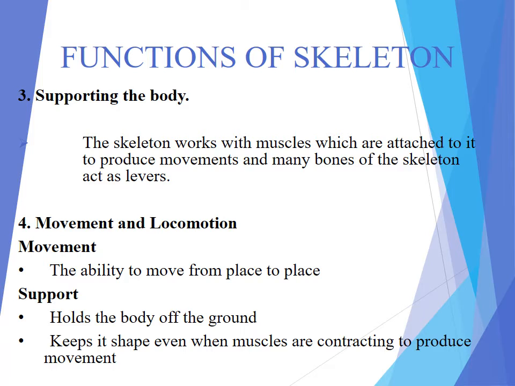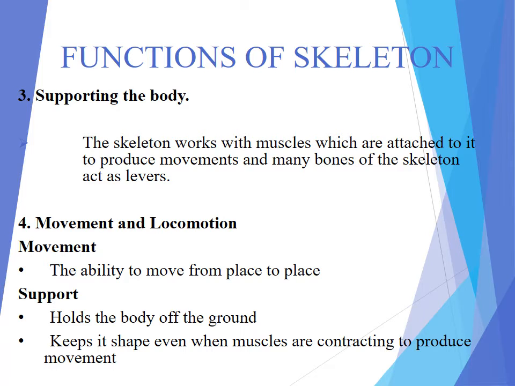Number 3, supporting the body. The skeleton works with muscles which are attached to it to produce movement, and many bones of the skeleton act as levers which can produce movement. Now, number 4 function of the skeleton is movement and locomotion. Movement, the ability to move from one place to another place, is movement, as I have told you earlier as well. Now, support.